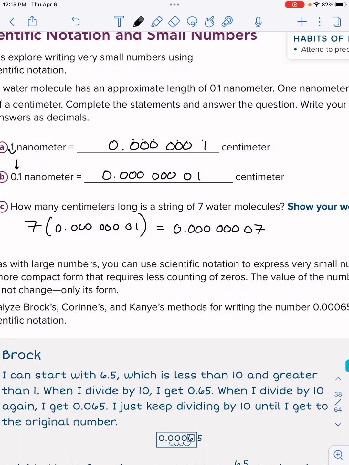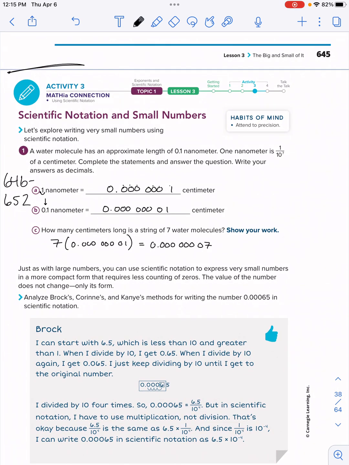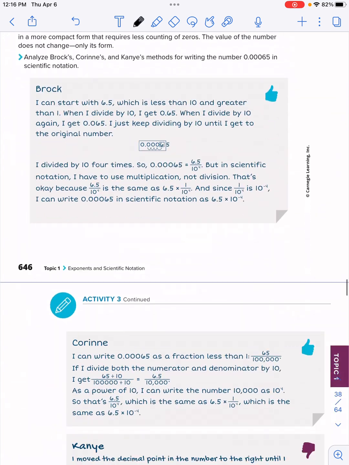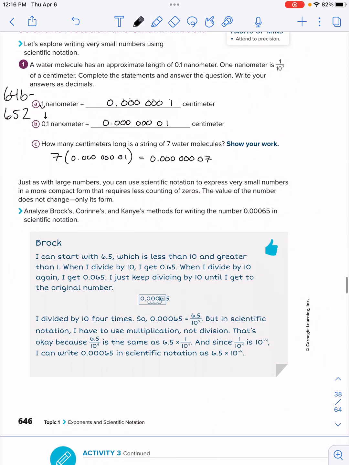It says, just as with large numbers, you can use scientific notation to express really small numbers. By counting zeros, the value of the number does not change, only its form. We're going to analyze these people's representations here. So we have Brock, and then on the next page, Corinne and Kanye. So we're going to have Brock here. How do they represent it? You can start with 6.5, which is less than 10 and greater than 1. It's in between 1 and 10.